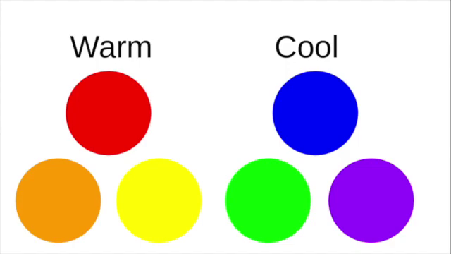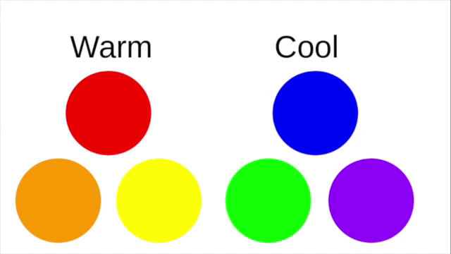Did you know that colors have a temperature? There are warm colors and cool colors. The warm colors are red, orange, and yellow. These colors help us make our artworks look hot and warm. For example, we can use these colors to make a sun, a fire, or hot salsa. What else could you use warm colors for?